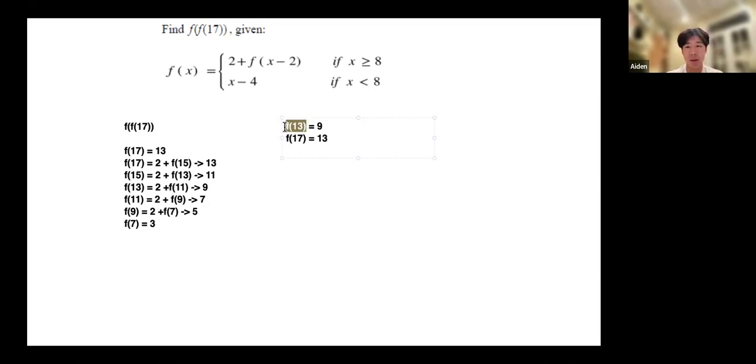You can remember this as f of f of 17. I know a lot of people got confused on this last step, since it kind of looked like you were trying to solve for f of 17. That's okay.